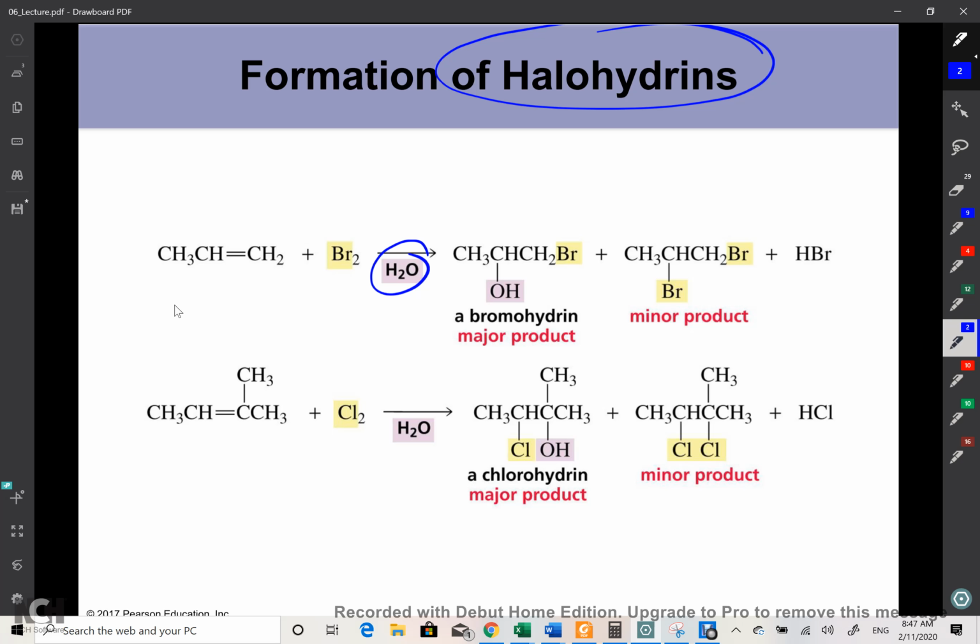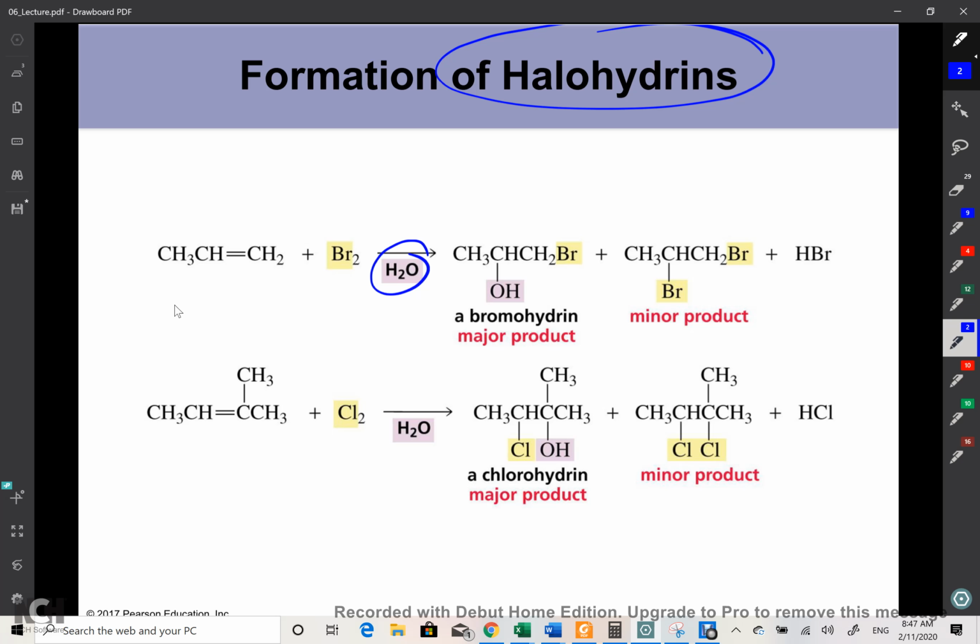Remember, water is a nucleophile because of the lone pair of electrons. And so when you use water, instead of adding 2 bromine atoms onto the double bond, you will add 1 bromine atom and 1 OH. Does that make sense? Because of the presence of water, that will lead to the addition of 1 bromine and 1 OH instead of adding 2 bromines. Is that okay?